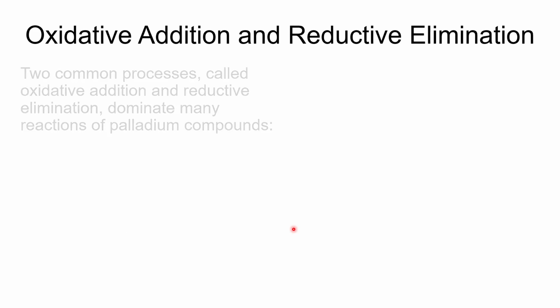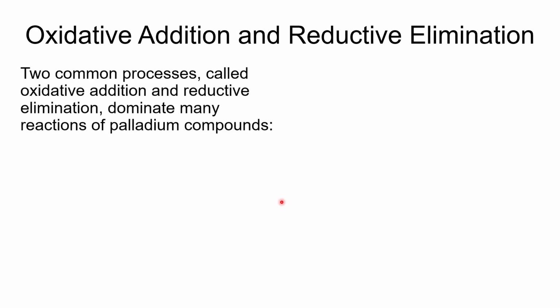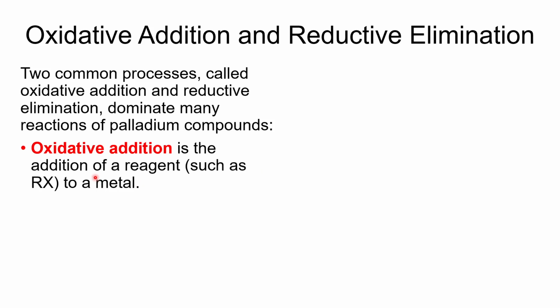Now there's 2 key reactions that happen with the palladium compounds. And those 2 key reactions are called oxidative addition and reductive elimination. The oxidative addition is where we add a reagent, and here an example is that we have an alkyl halide. We can add that to the metal.